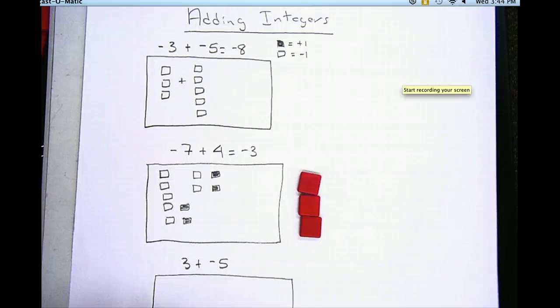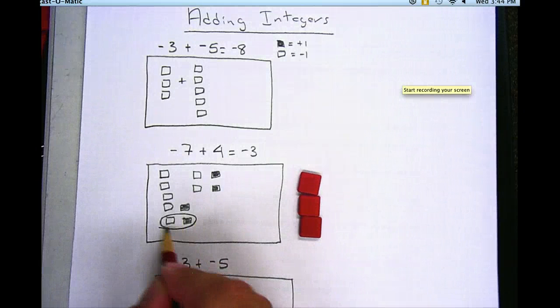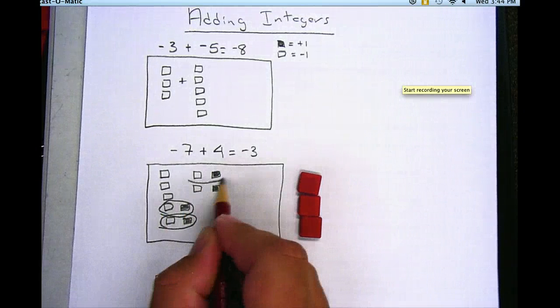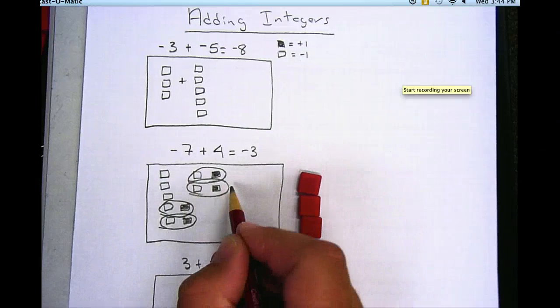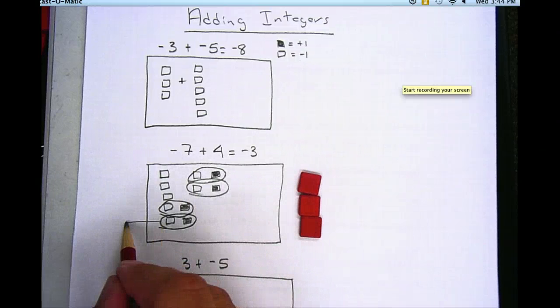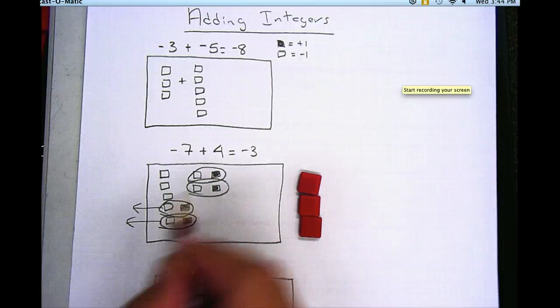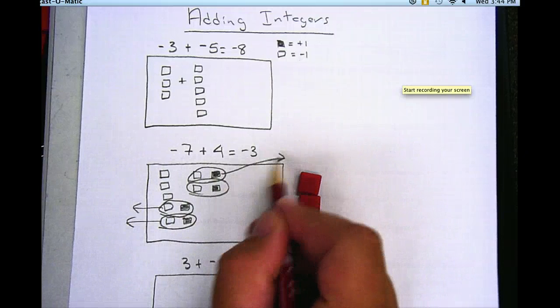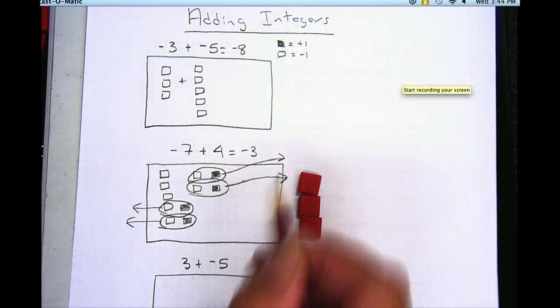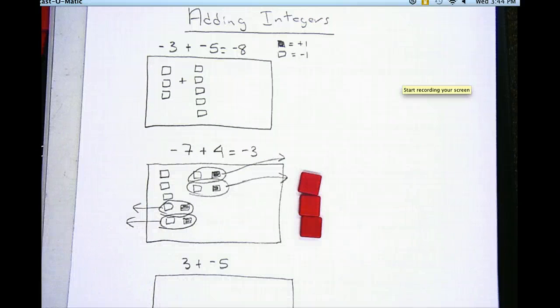Now to show that on my drawing, I'm just going to circle my 0 pairs. And I have 4 0 pairs, and each one of those 0 pairs can be dragged right off or taken right off my algebra tile mat. And I'm going to be left with just 3 -1 units. So that would be modeling -7 plus 4, and that's equal to -3. I have 2 more that I'm going to do for you.